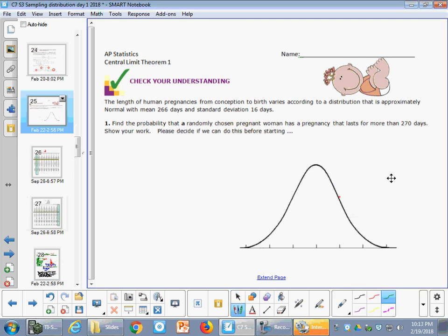Okay, so let's start this problem. It says the length of human pregnancies from conception to birth varies according to a distribution that is approximately normal. So that tells us that the population is approximately normal. It has a mean of 266 days and a standard deviation of 16 days. So what I've been given so far is my population is approximately normal, the mean of the population is 266 days, and the standard deviation of the population is 16 days. So that's my given information.